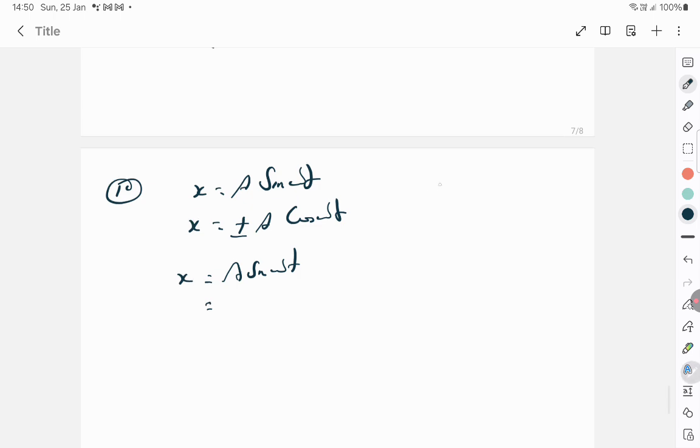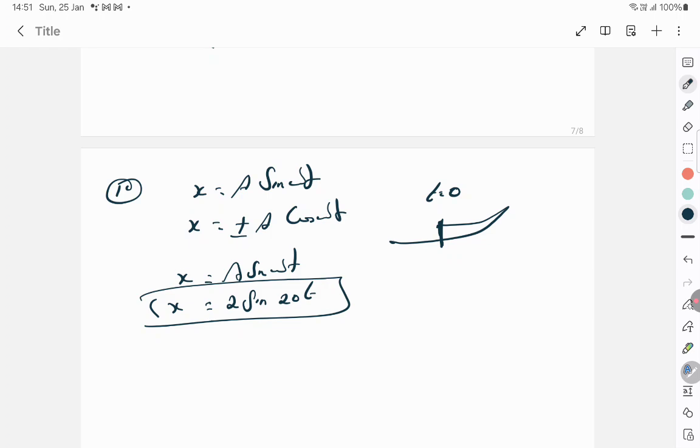At time t equal to 0, it is starting from the mean position, so x will also be 0. If I'm starting from the mean position, I write x is equal to a sin omega t. Oh, this was a continuation of a previous sum where you already know that the amplitude is 2, and omega is 20. So just plug in the values.